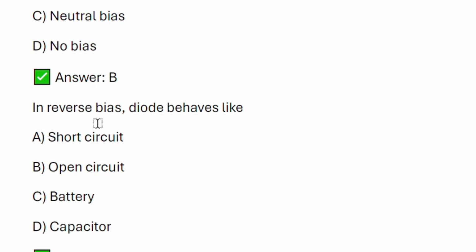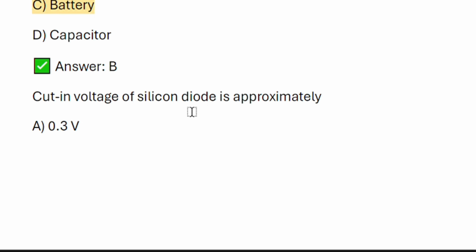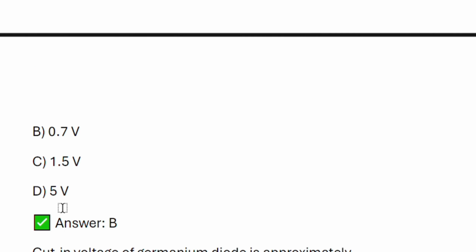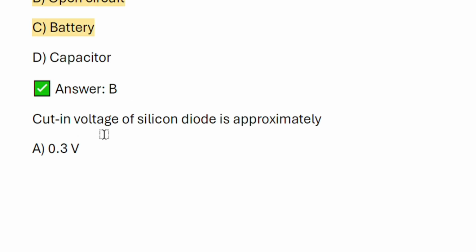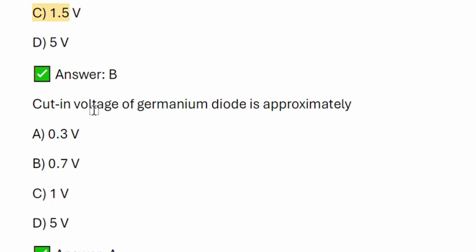Next question. In the reverse bias, diode behaves like short circuit, open circuit, battery, capacitor. The correct answer is option number B. Next question. Cut-in voltage in silicon diode is approximately 0.3 volt, 0.7 volt, 1.5 volt, 5 volt. The correct answer is option number B. Next question. Cut-in voltage in the germanium diode is approximately 0.3, 0.7, 1 volt, 5 volt. The correct answer is option number A.